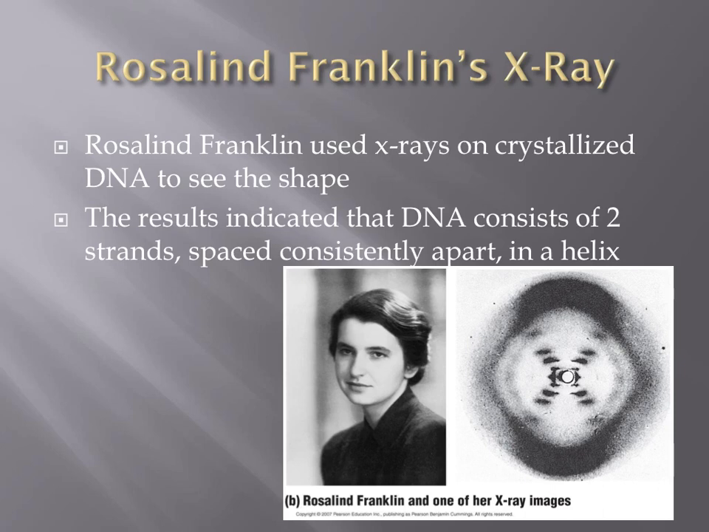How did we figure out what DNA actually looks like? Well, it starts with Rosalind Franklin. She was using crystallized DNA, crystallizing it and then taking x-rays of it to see the shape of it. She was the first one to get the shape of DNA, and from those x-rays she determined that DNA consists of 2 strands that are equidistant apart and in a helix form. So she was the first to see that double helix formation.